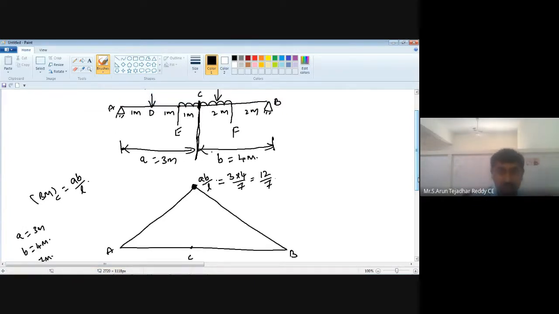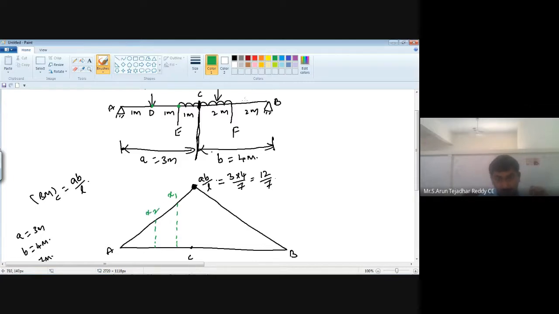ordinates. See, in a single diagram only I can take, because from morning up to afternoon I am taking full class. So here the load is acting. So at this point, create one line. Next, here it is uniformly distributed load at point E. So draw one line, then it is x1, then it is x2.